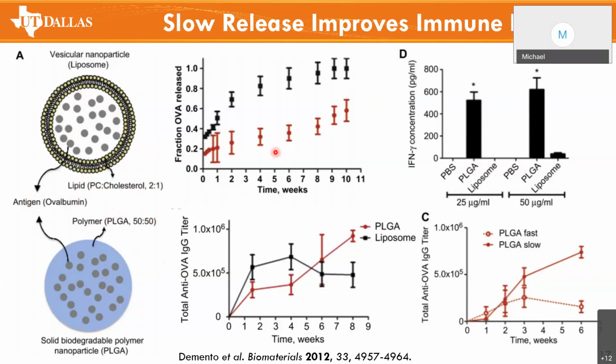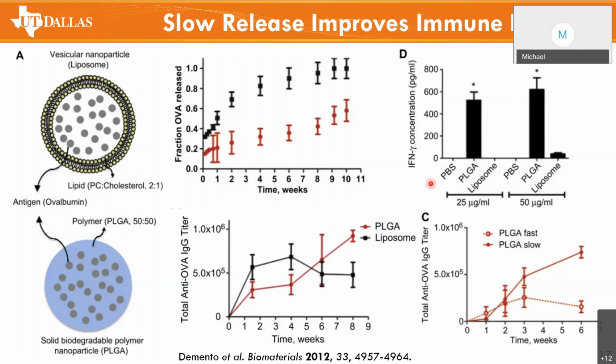In their first graph, they incubated their particles in PBS to show that the PLGA nanoparticle releases slower than the liposome. They then showed that mice injected subcutaneously with the PLGA and liposome at 100 microgram encapsulated ovalbumin showed that the PLGA nanoparticle, which had a slower release, develop a higher amount of antibody production against ovalbumin.